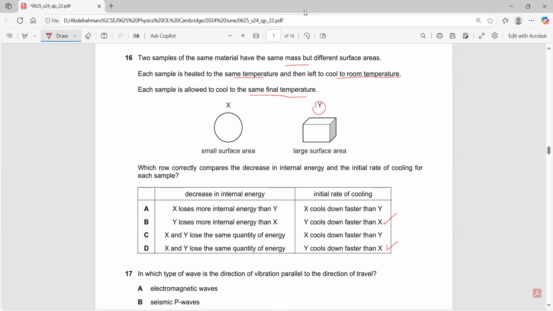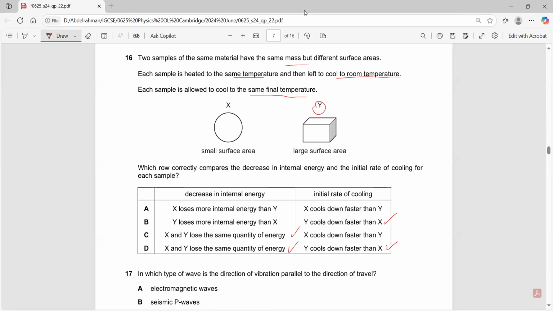What about the total decrease in internal energy? Would you say that Y loses more internal energy than X, or that they both lose the same quantity of energy, or that X loses, for example, more than Y? Which would be correct? To be honest, both of them would lose the same quantity of energy.